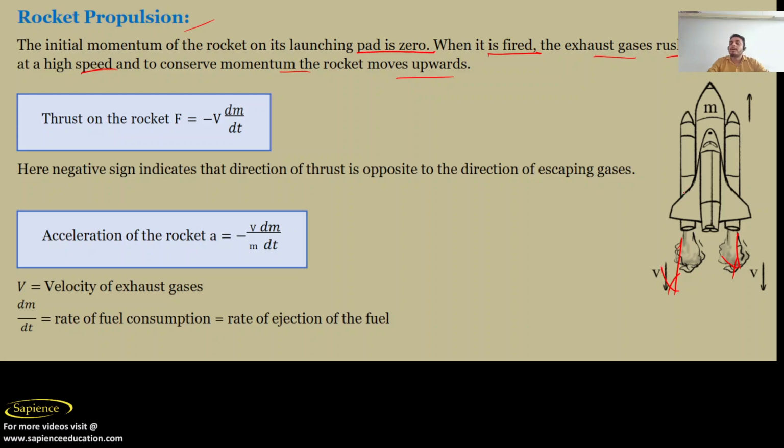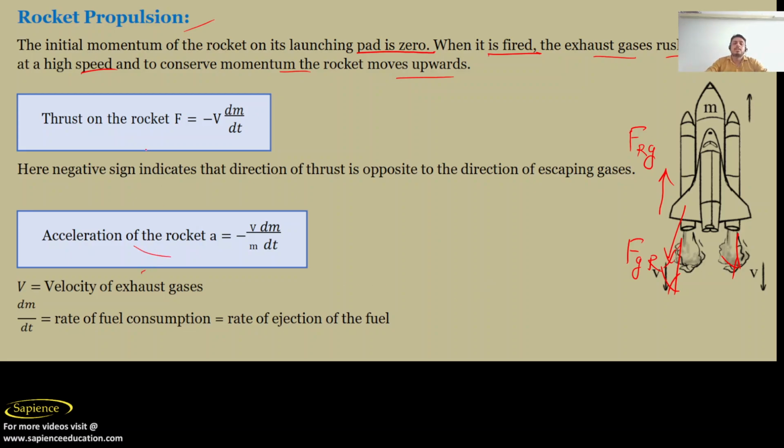So as gas comes out, it means the rocket is applying a force on the gas, and as a result, as per Newton's third law, the gas is also applying a force on the rocket, and both are equal and opposite, right? Both are equal and opposite. So either the force is applied by the gas, or by the rocket on the gas, both are equal. Okay. So it is also known as thrust.